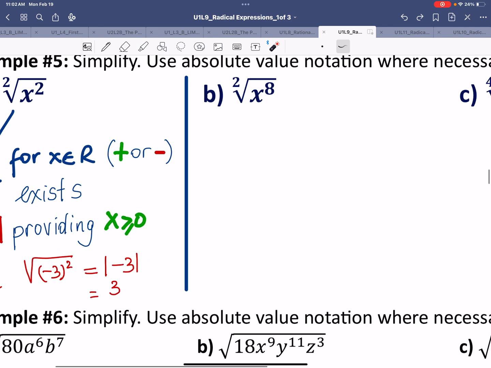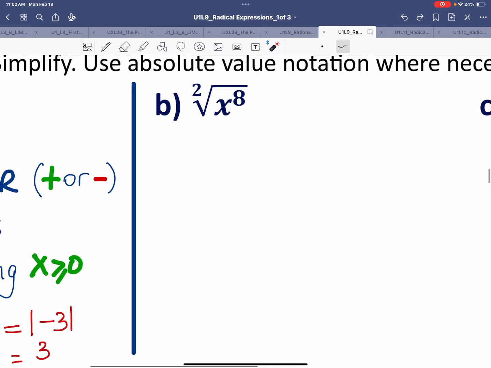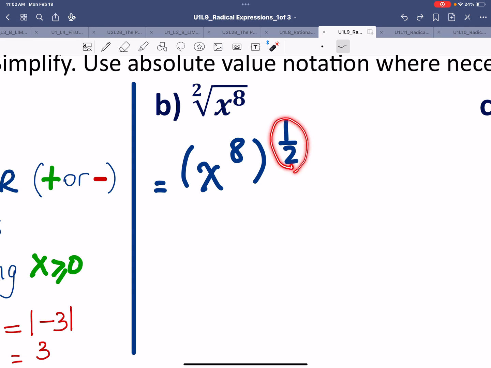This time we have the square root of x to the power of 8. So if you look at the radicand here, it is to the power of an even number. So if x is positive or negative, this number here will always be positive. So the square root of x to the power of 8 would be the same as x to the power of 8 to the power 1 over 2. I'm just trying to simplify now. And that would be equal to x to the power of 4.